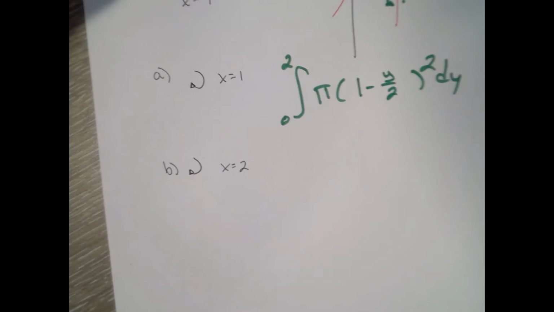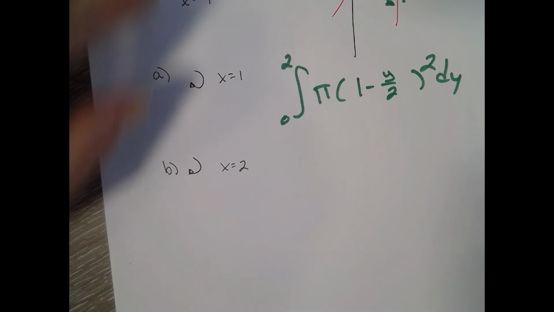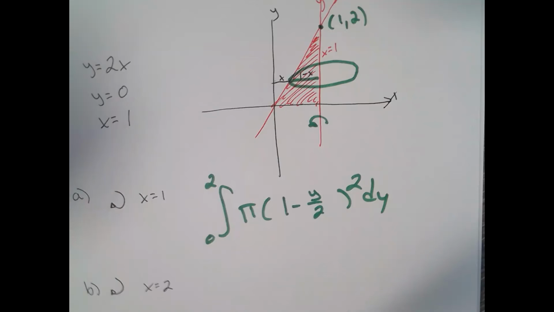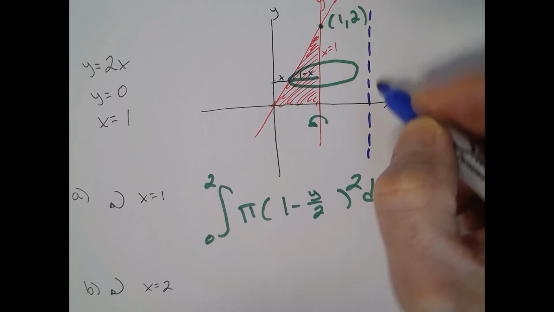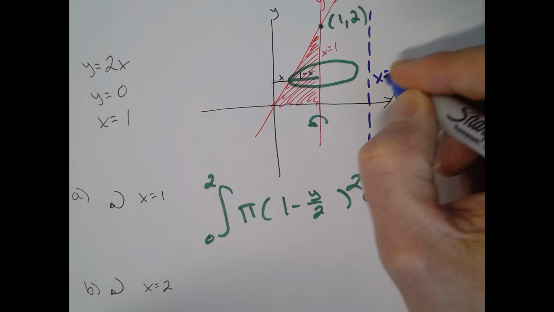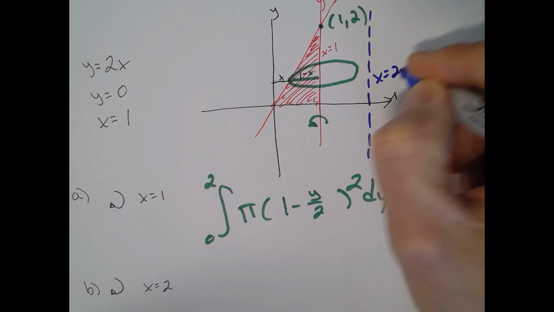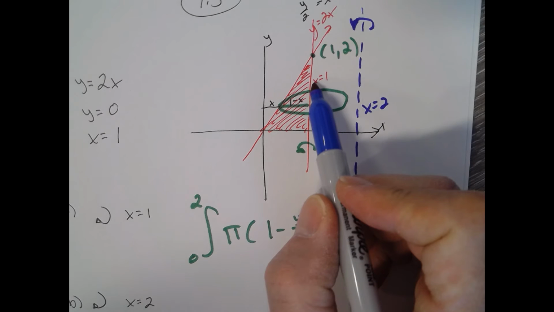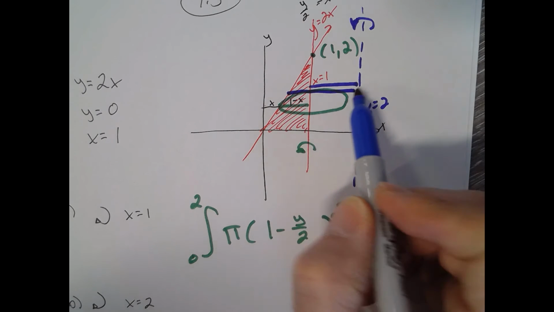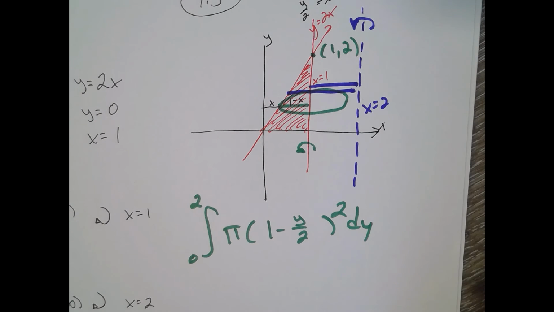Part B, going around x equals 2. Alright. So here's x equals 2, and we're going around that. So there's my little r, and then here's my big R. You can see that it's a washer technique.